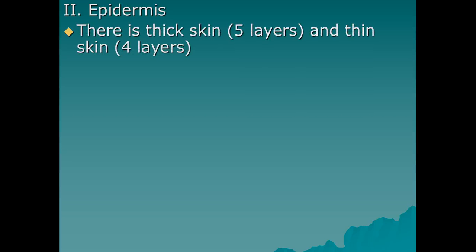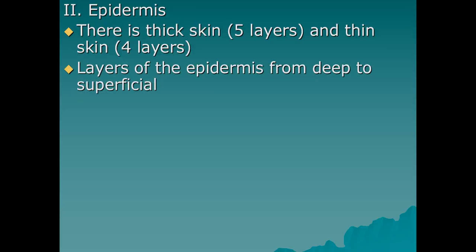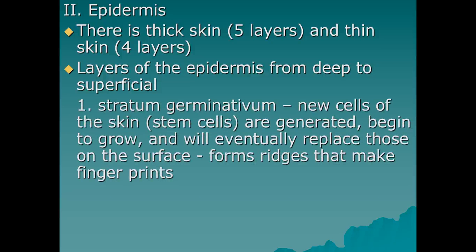So what we're going to do is get into the different layers. First, we're going to talk about the epidermis. There's actually two different types of epidermis. You have what is called thick skin and you have thin skin. Thick skin is 5 layers, thin skin is 4 layers. The thick skin you're typically going to find on the palms of your hands and bottom of your feet, thin skin pretty much everywhere else. We are going to memorize it in terms of 5, even though 4 is the more common in thin skin.